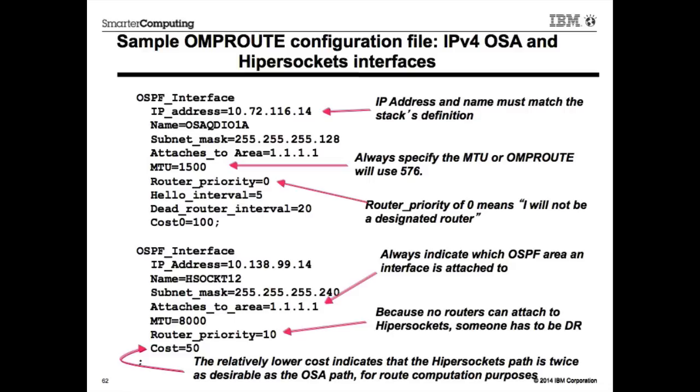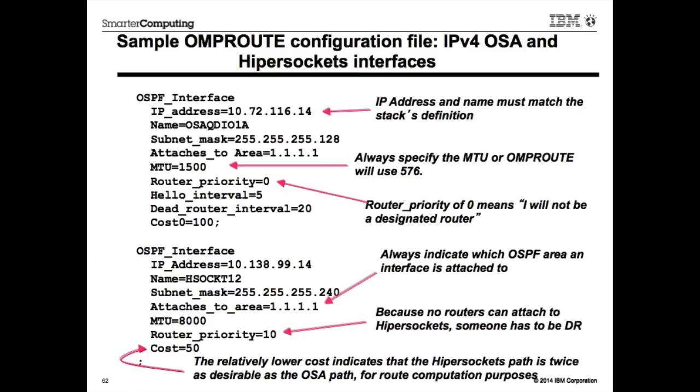Also, I've coded router priority equals 0. That means I will not become a designated router. Hello interval and dead router interval are how we control those timers. And I also specify an OSPF cost. OSPF has a lot more flexibility on cost than RIP. You can go up to 64K. So I'm specifying a cost of 100.